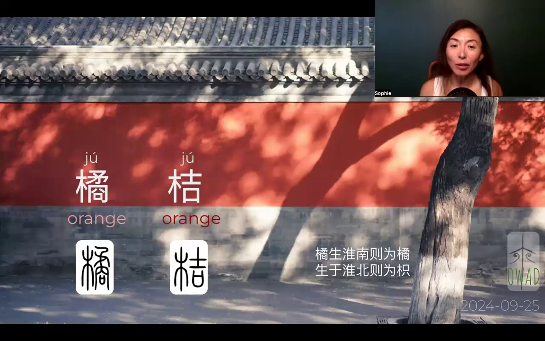Okay, the right side, 橘, actually came from a totally different intention and origin.